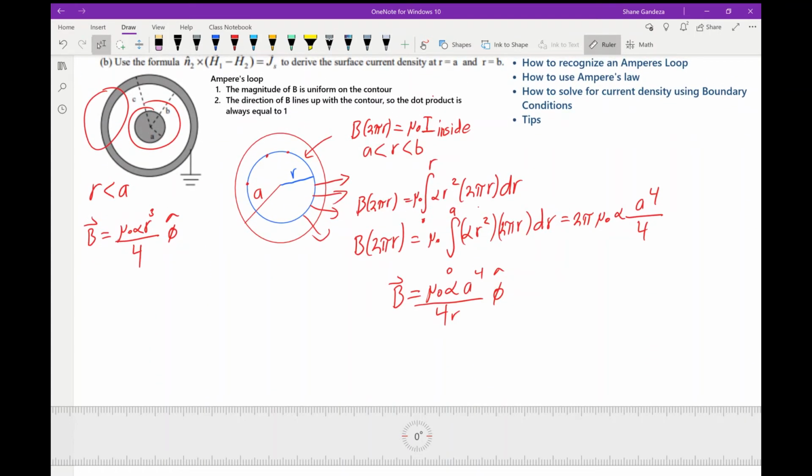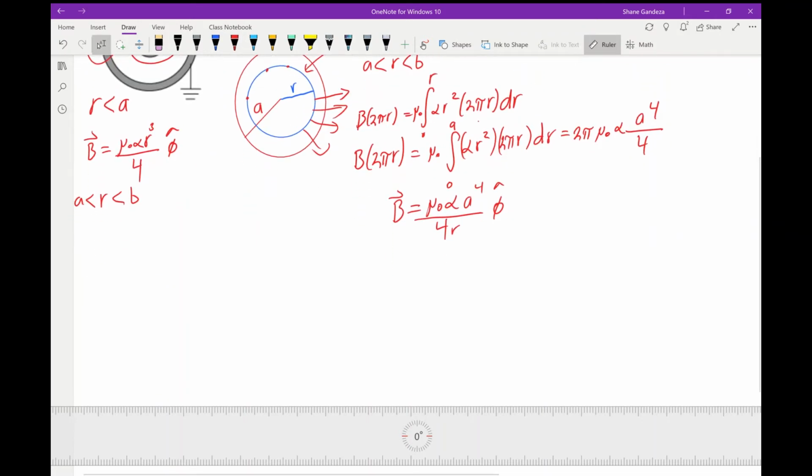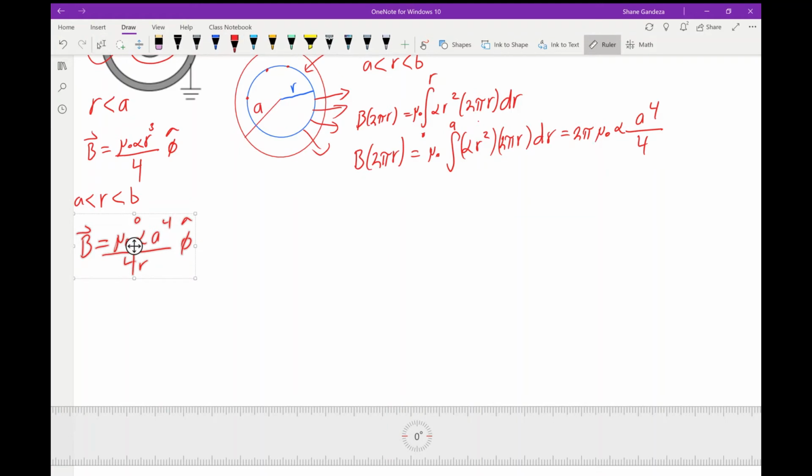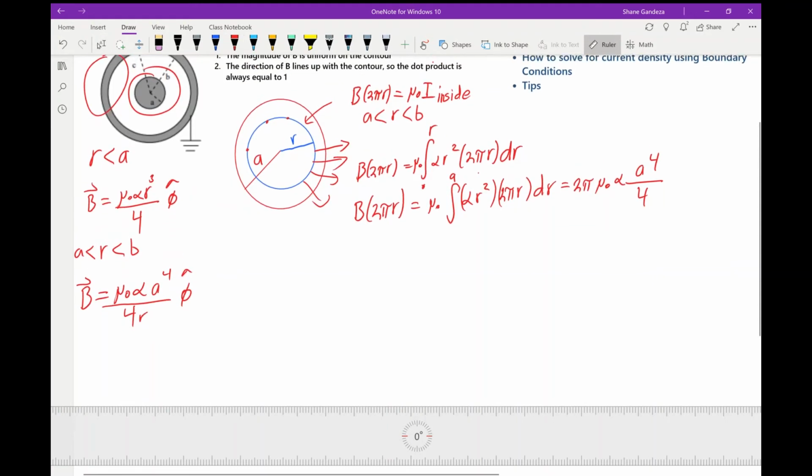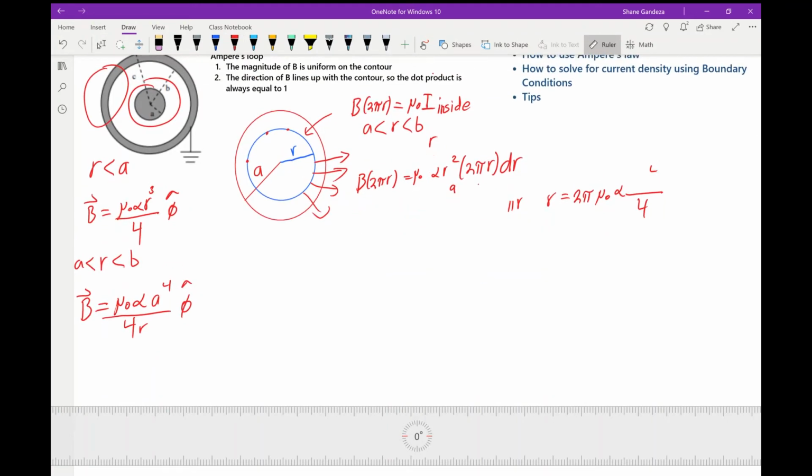So now, putting it all together, I have already the magnetic field from when the radius is less than a, and from when the radius is greater than a but less than b. So I'm going to put those two aside over here and erase the other part so I have more room to solve for part B. So I'm going to erase all of this. Just give me 1 second.